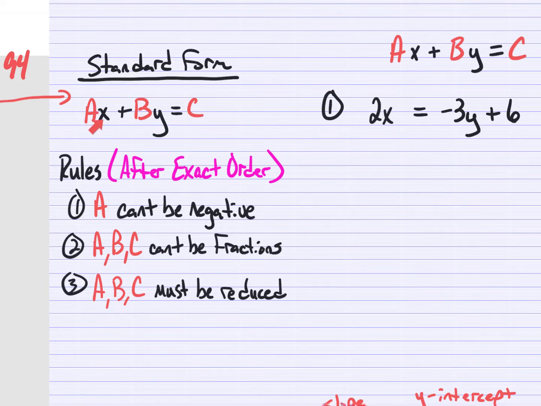So again, the number with the X has to be first, the number with the Y second, the equal sign third, and the constant, or the number all by itself, has to be last. So that's always our first goal. Now, once we get everything in the correct order, then we have to go and check these 3 rules.